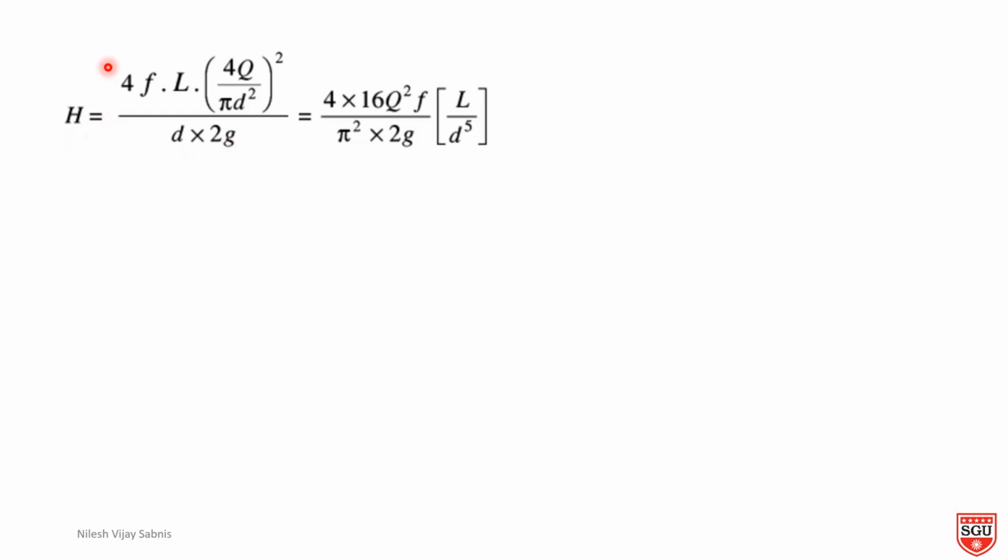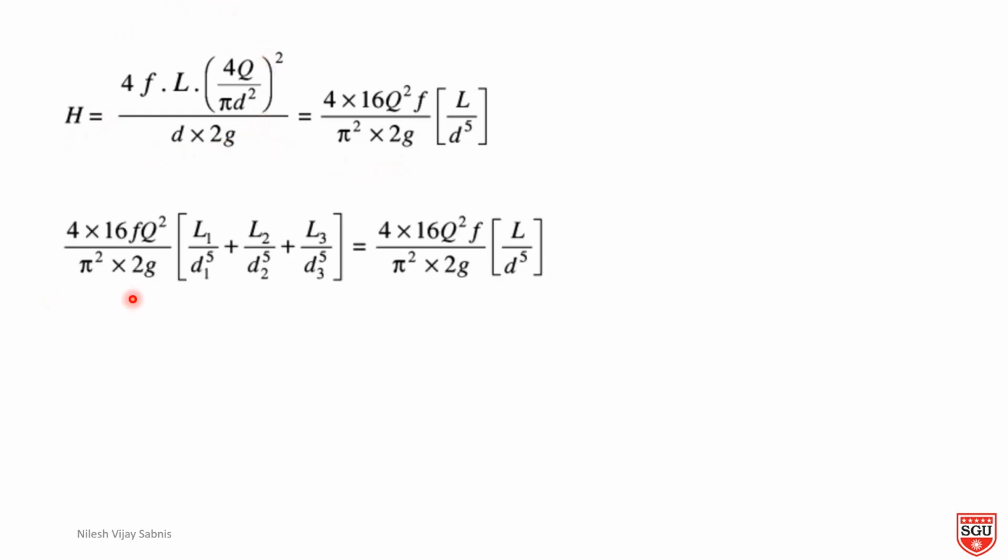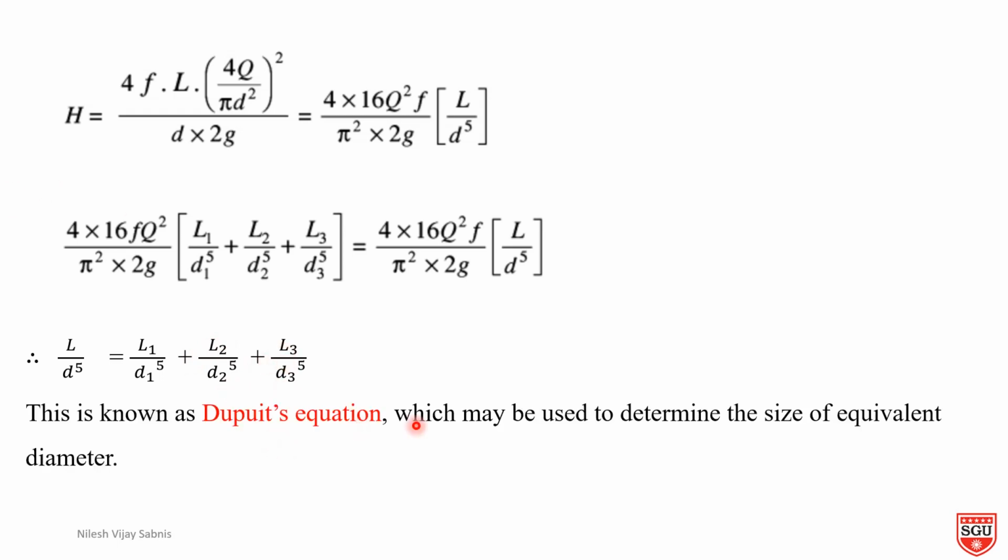In the equation of H we have replaced V. So rewriting the equation, this term and this term both are same and we can cancel it, and we will get L upon D raised to 5 is equal to L1 upon D1 raised to 5 plus L2 upon D2 raised to 5 plus L3 upon D3 raised to 5. This is known as Dupuit's equation, which may be used to determine the size of equivalent diameter.